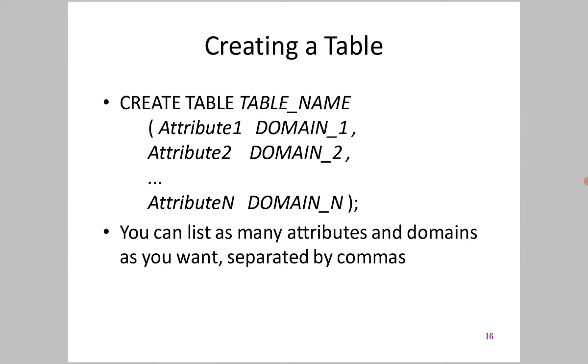So creating a table. How to create a table? The syntax is CREATE TABLE, some table name, attribute 1 space domain 1, attribute 2 space domain 2, like that, up to attribute n, domain n. You can list as many attributes and domains as you want, separated by commas. Domain, what is a domain? Domain is nothing but a collection of all the data or values in a particular attribute or column.